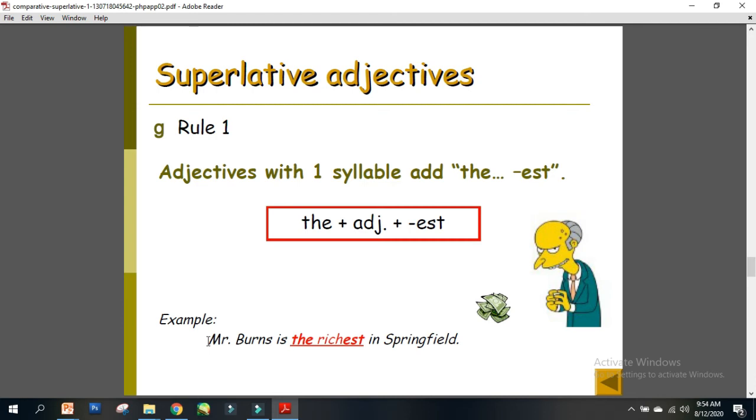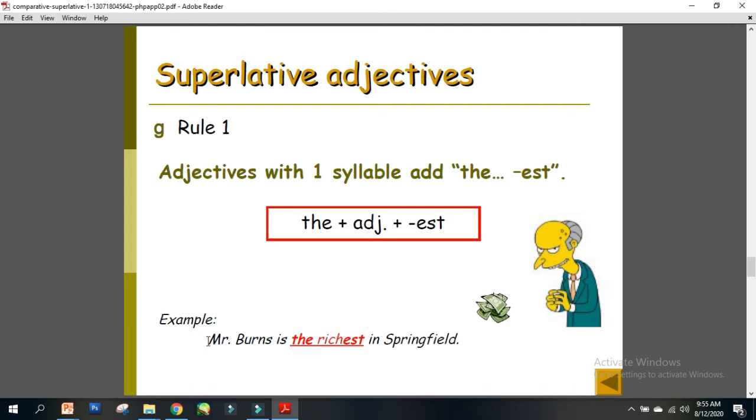Next, rule number 1, adjective with one syllable. Add the, adjective plus est. For example, rich. How many syllables do we have for the word rich? Adjective rich only contains one syllable. So we change it: Mr. Burns is the richest in Springfield.